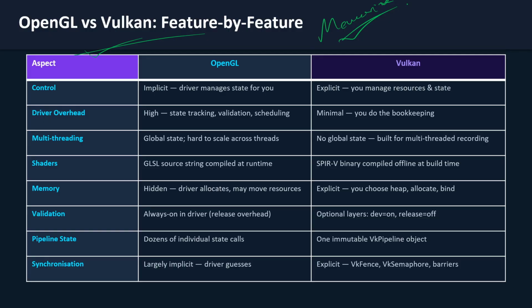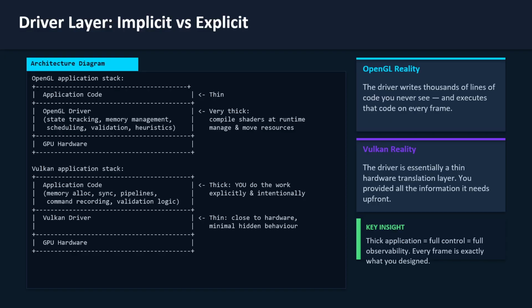For control, OpenGL is implicit, Vulkan is explicit. On driver control, the OpenGL driver is very fat. In Vulkan, the driver is very thin. It's just doing the minimal things that you want. Multi-threaded: OpenGL is not, and Vulkan definitely is. There are other differences that you can go through. I'm skipping this slide as I have already covered it. It's a cheat sheet for you to keep in your mind.